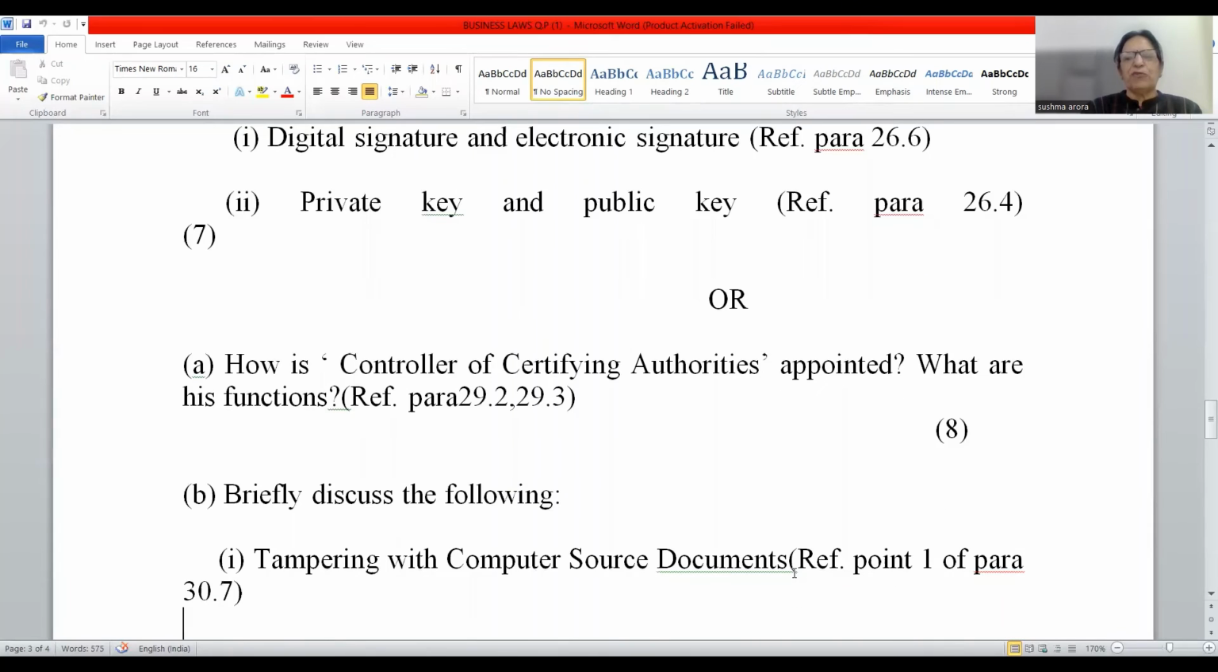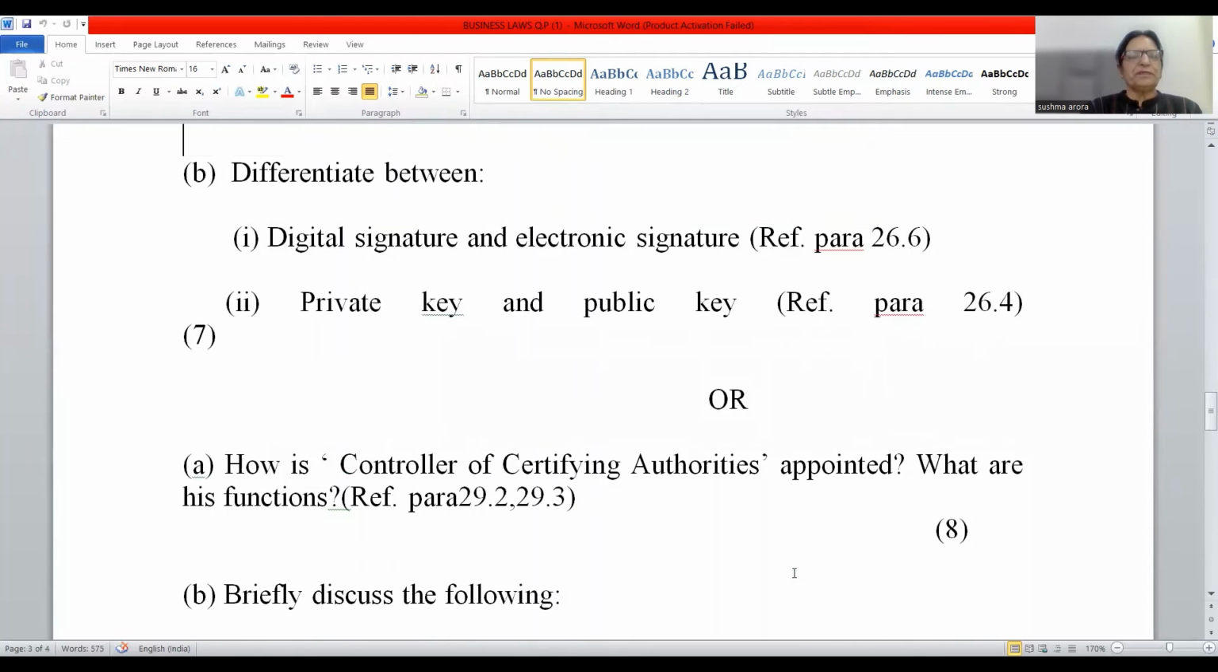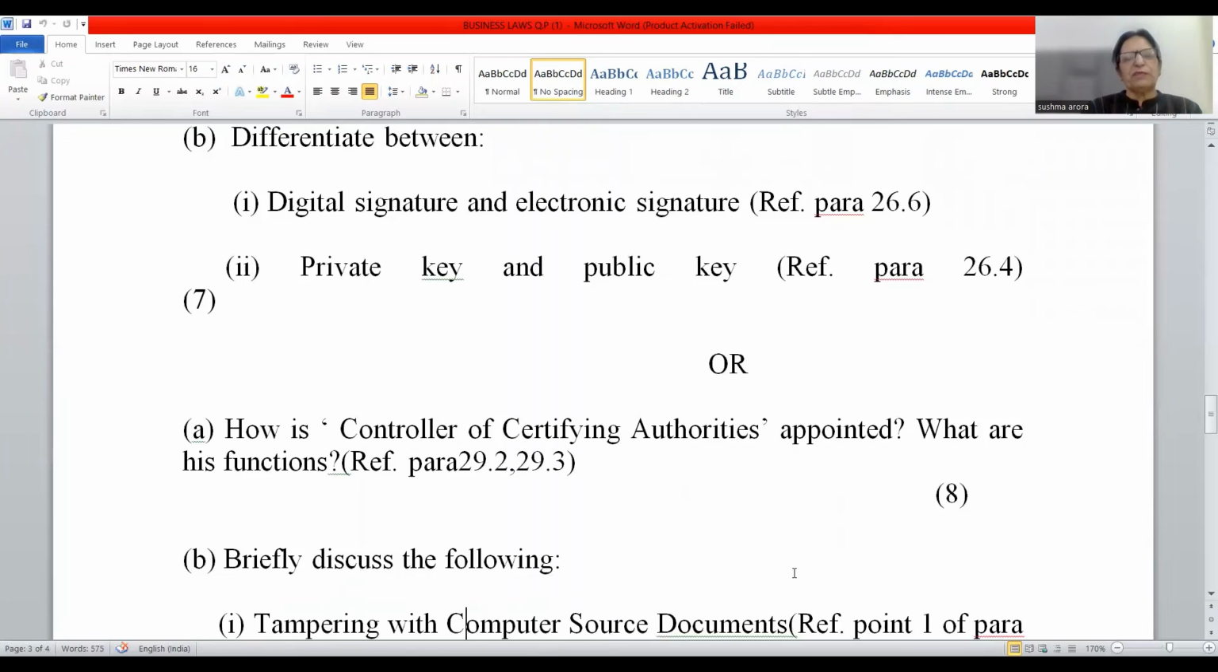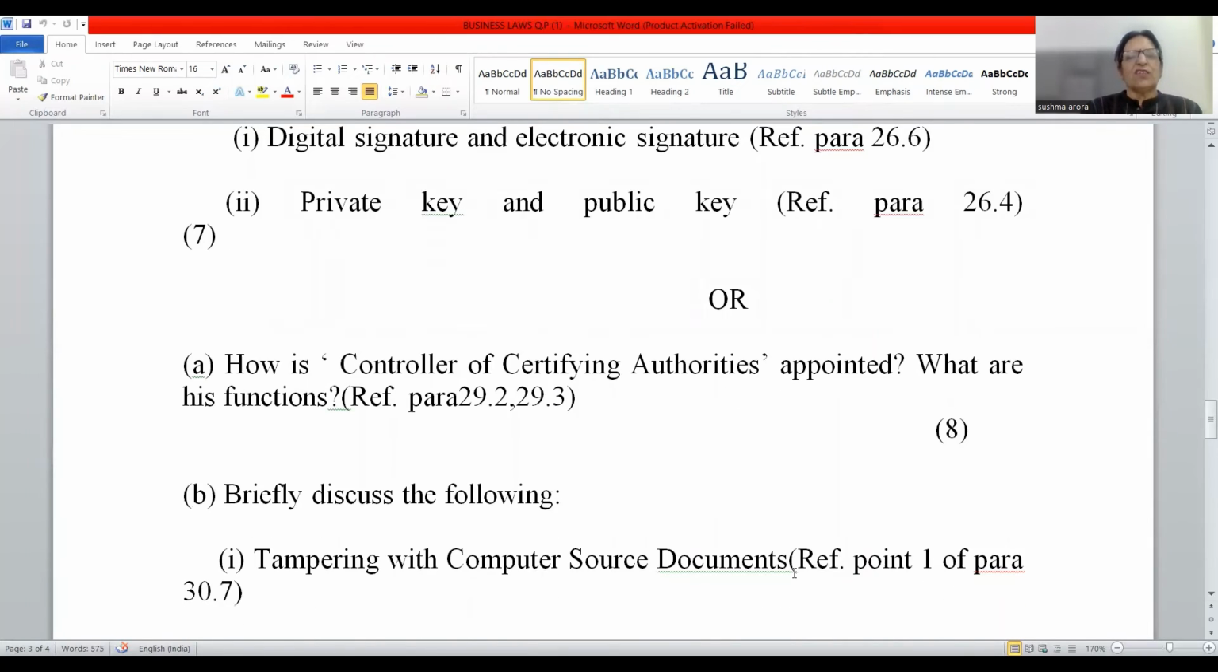How is CCA appointed? What are his functions? Very, very important question from examination point of view. CAs are subordinate to CCA. And friends, CCAs are subordinate to the central government. They are always appointed by the central government. If the central government wants, they can also appoint assistant controllers and deputy controllers. His functions have been provided under sections 18 to 25 of the IT Act 2000.